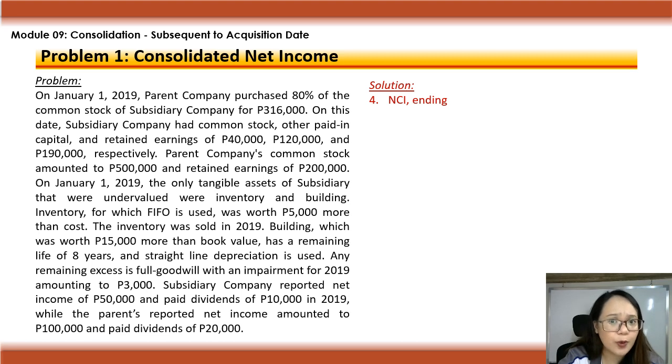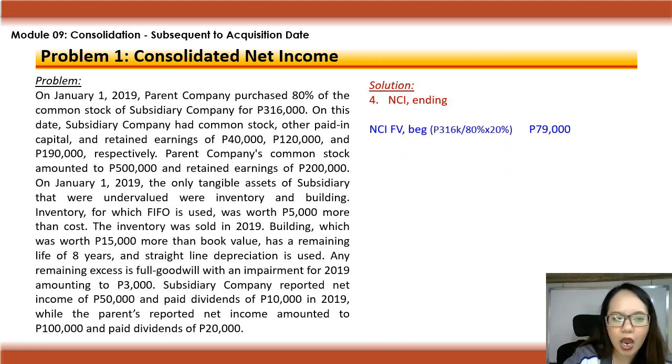Next, how to compute for the non-controlling interest ending. This is computed as NCI as of date of acquisition, which is at fair value. Yun yung assumption natin kanina. NCI at fair value as of acquisition date, plus the NCI share in the net income in the consolidated net income, minus the dividends received by the non-controlling interest.